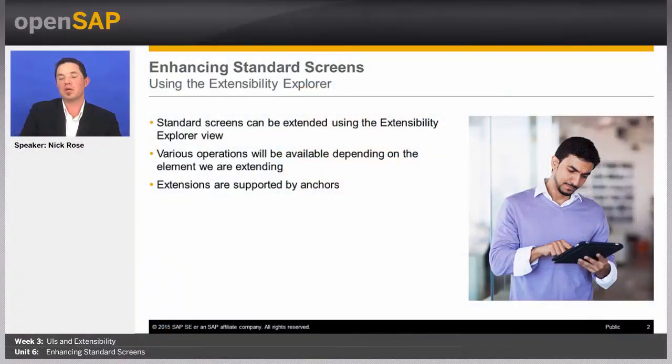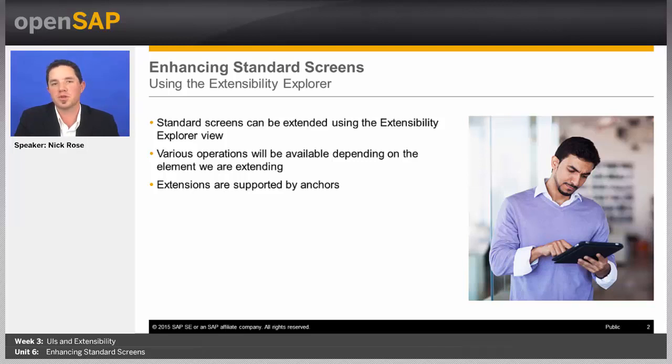Now, we've been able to build and enhance our own screens, and then we also extended a standard SAP object. So now we obviously want to get those enhancements into those standard screens. There's a great way for us to do this, and that's using the Extensibility Explorer. We saw this a little bit earlier when we looked at the overview of the UI Designer. But now we're actually going to be able to look into the actual functionality and try it out.